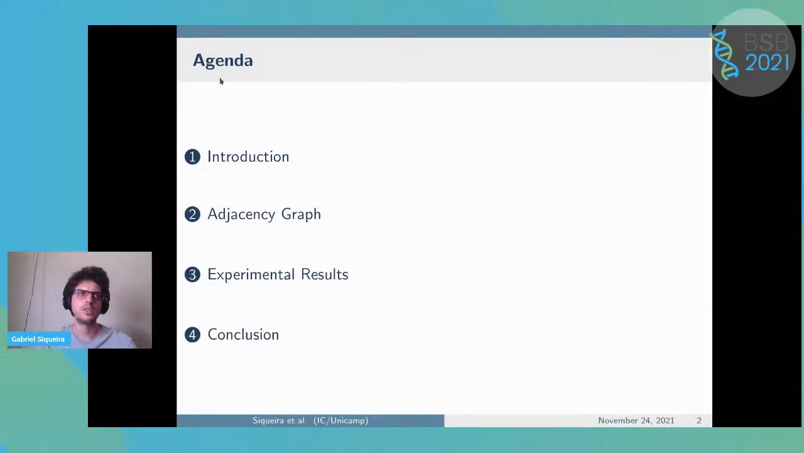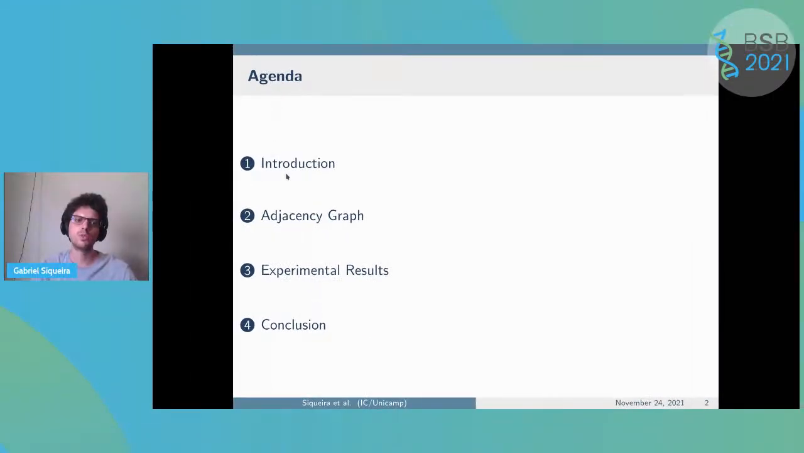That's the agenda of the presentation. I'm going to start with a brief introduction of the problem with some motivation of why it's important. Then I'm going to show you the adjacency graph structure and some heuristics we propose to work on a problem in this structure. Next, I'm going to show some experimental results on synthetic and real genomic data, and finish with the conclusions of the presentation.